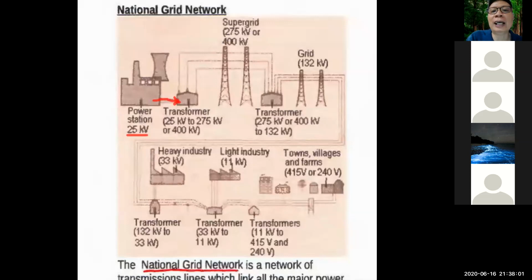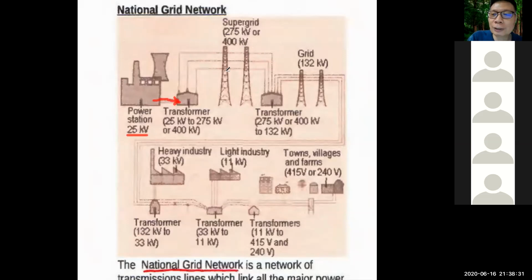No one answer me. Decrease. Yes, current decreases. Remember, the purpose is to decrease the current. You step up to a high voltage because you want to make the current very, very small. In the cable you see in the jungle, on the highway, the voltage is very high, but the current is very, very small.